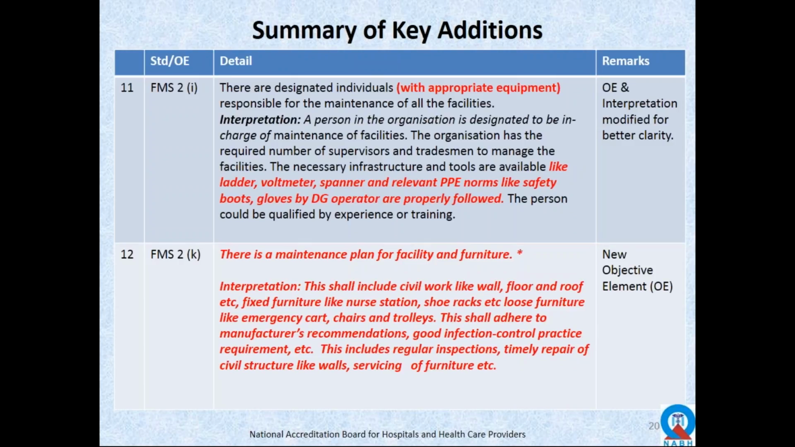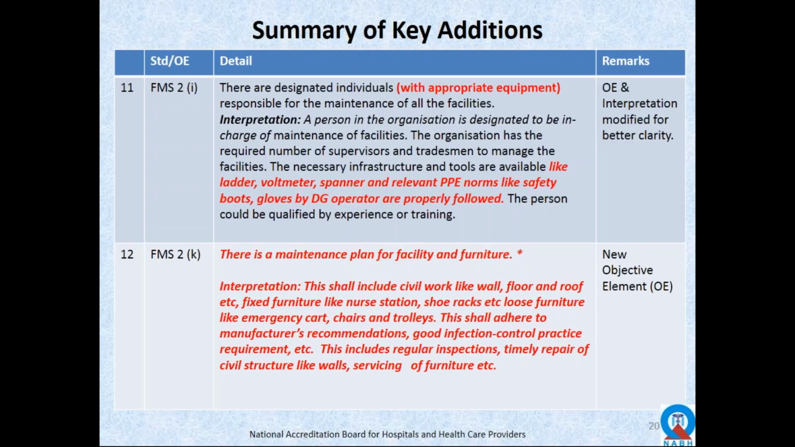Even when we used to go for assessments, we used to find such things and we found it difficult where to fit in this particular deficiency, and now we have an element which addresses this. It means that there is a maintenance plan which includes civil work. It also includes maintenance of loose furniture and fixed furniture, and this plan should adhere to the manufacturer's recommendations and also look at infection control requirements. And the plan also includes regular inspections and timely repair of civil structures like walls, furniture, etc.